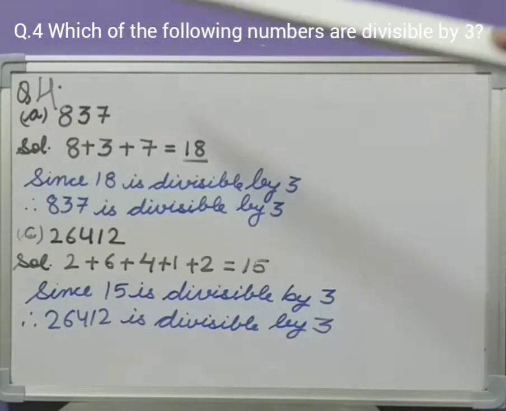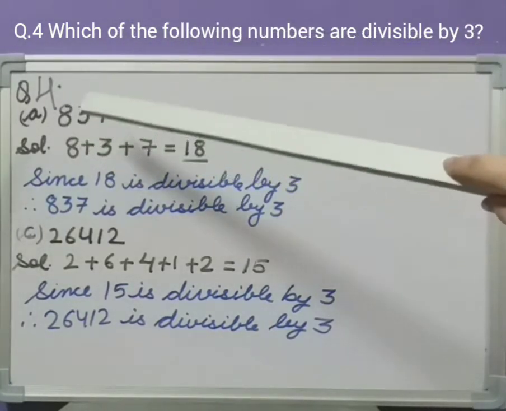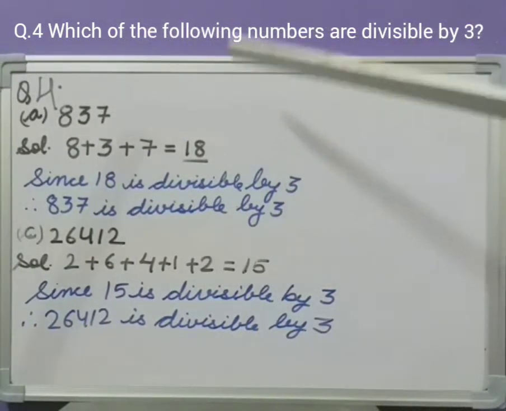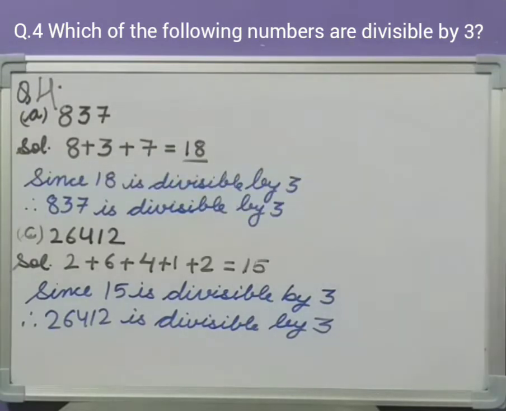837. So, we need to add 8, 3 and 7. All the digits, irrespective of how many digits there are. If there are 3, we are going to add all the 3. If there are 2, we have to add 2. If there are 7 digits, we have to add all the 7 digits.